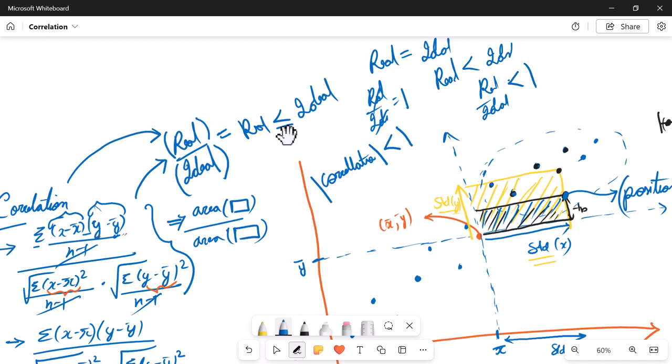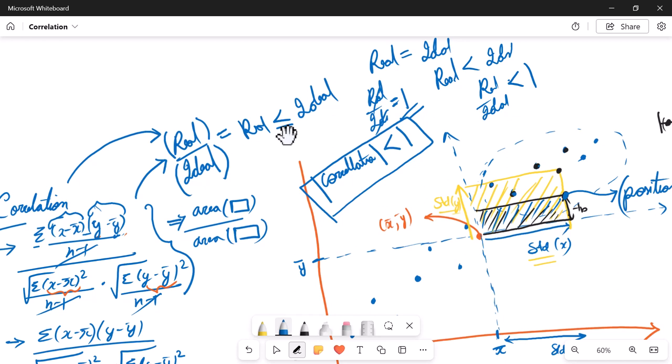This is the reason why the correlation values oscillate between minus 1 and 1, because correlation is nothing but a ratio of real upon ideal. And if the real is equal to ideal, that is, if the correlation is perfect, so-called, then these two cancel out and you get 1 as your value. And in most of the cases, the real is less than ideal, so you get a value of magnitude less than 1, right?